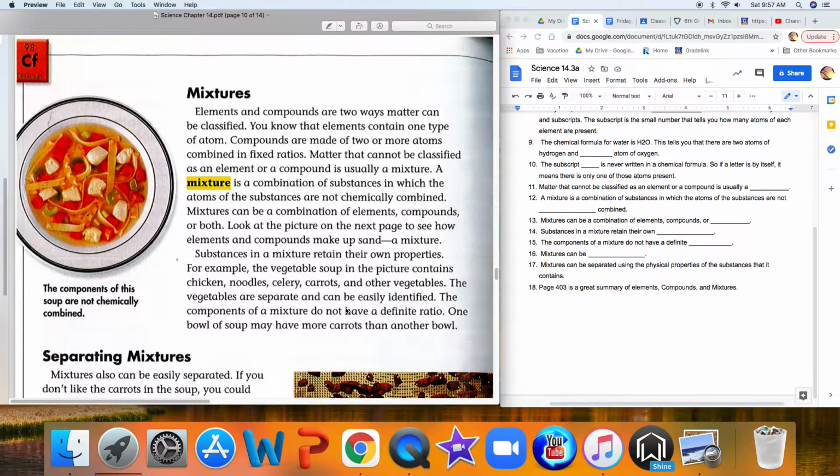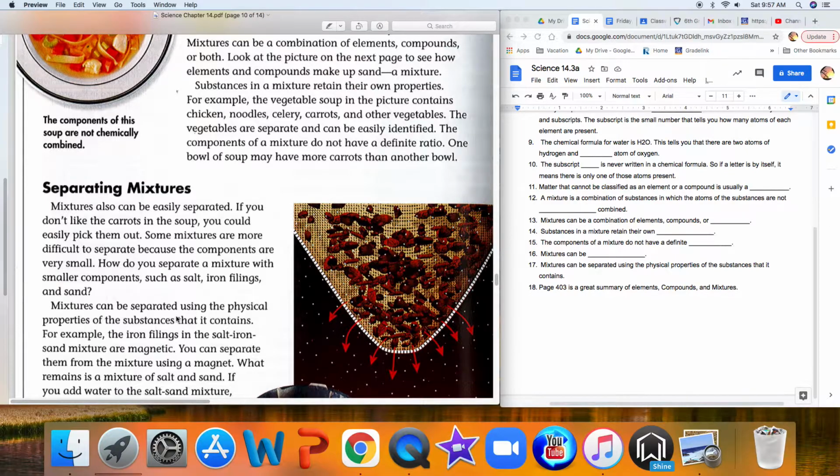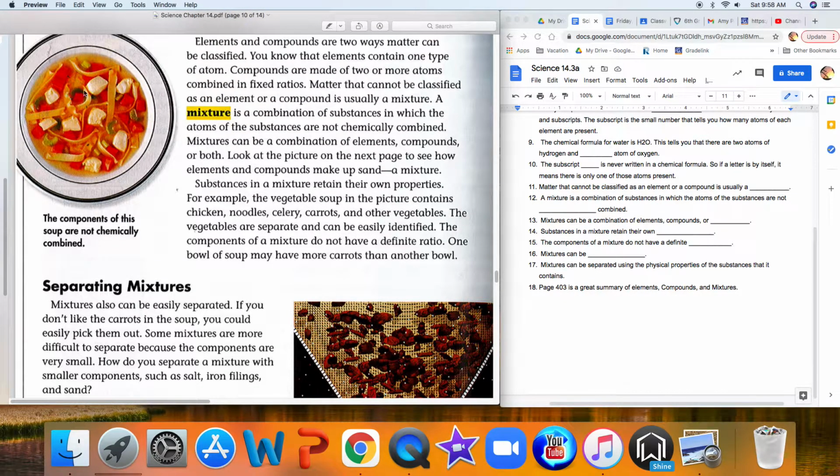Okay? So that's key one, that they maintain their own properties. And then number 16, they are not in a definite ratio. Next thing you need to know, mixtures can also be easily separated. Now guys, I wrote down mixtures can be separated. We're going to talk about the word easily. In some cases, yes, it's easily. And in some cases, I would say, nope, it's definitely not that easy to separate those things. So they're going to say, let's go back to this one. I don't like carrots. Can I pick out the carrots?